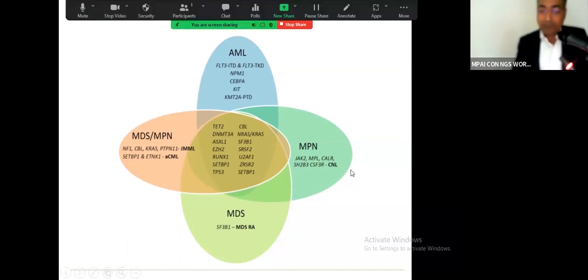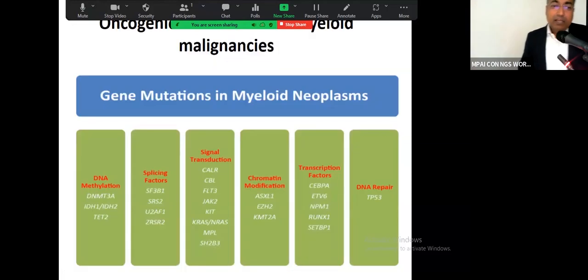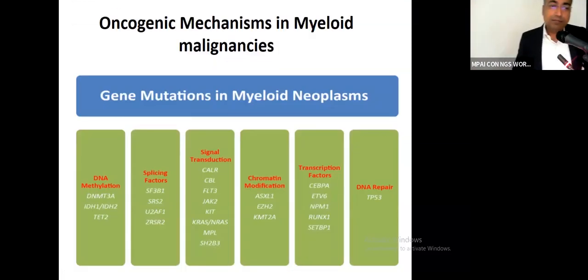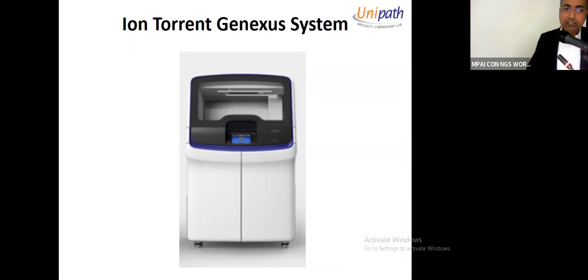And MPNs we already know, and even in MDS, I'll show some cases where mutation profiling is helping us categorize or pushing them into some of the areas where we can classify in a better way. And as we know, the mutation profiling covers DNA methylation, splice factors, signal transduction, chromatin modifications, transcription factors, and DNA repair mechanisms. So I'll just take you through the GeneXus platform.